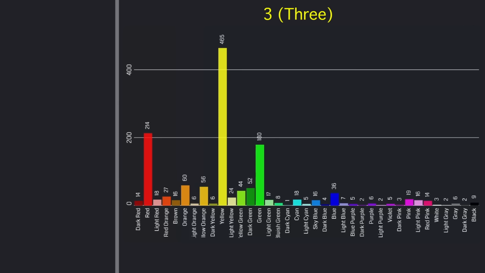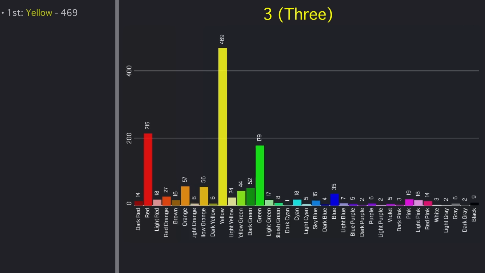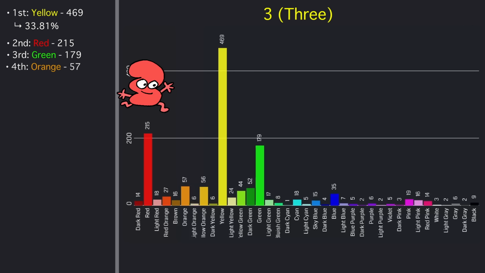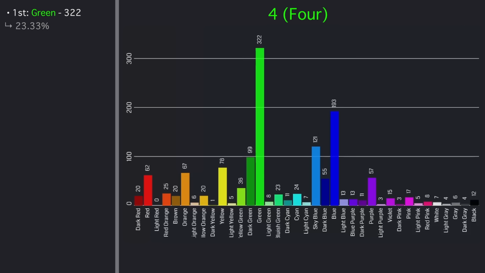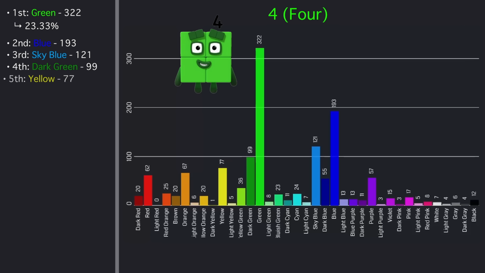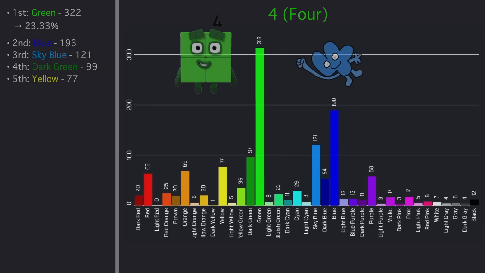3 wins with yellow evidently, with red and green rounding out the podium. Red is the BFDI crew, while green is high for, I honestly don't know, there weren't very many common reasons for this one. Then 4 wins with green, yada yada yada, it's Number Blocks again, you get the gist, blue in second because of BFDI, not much to report here.